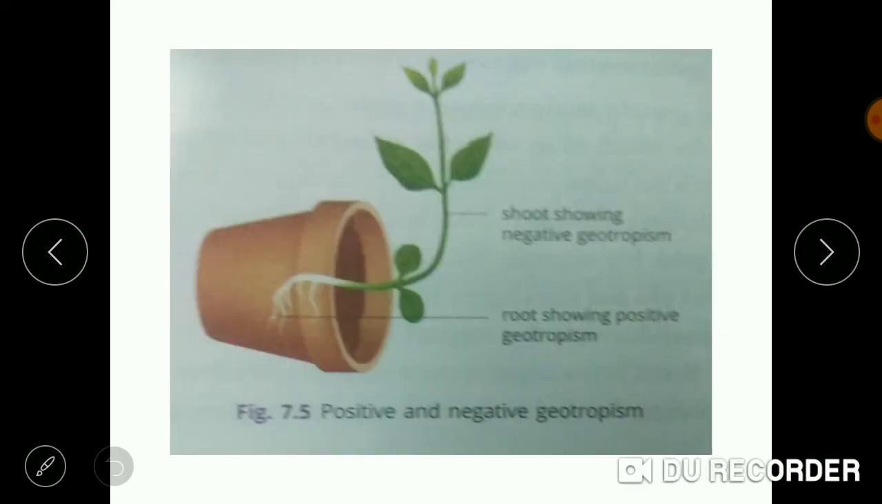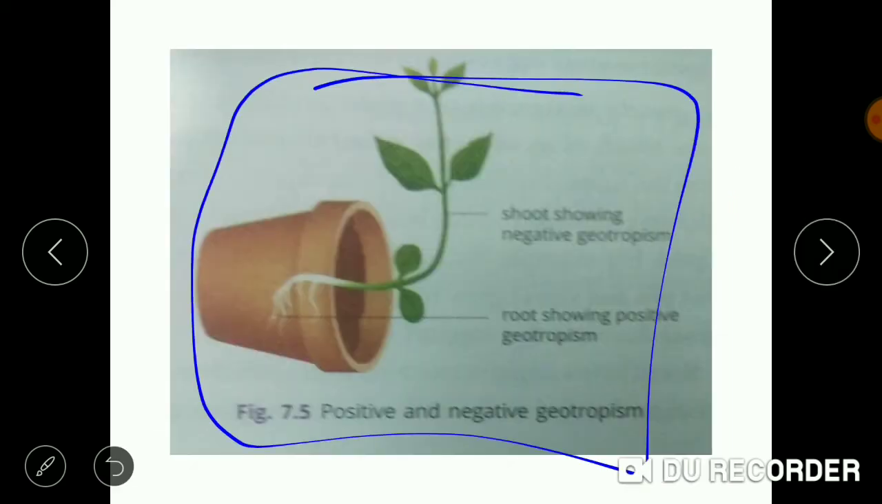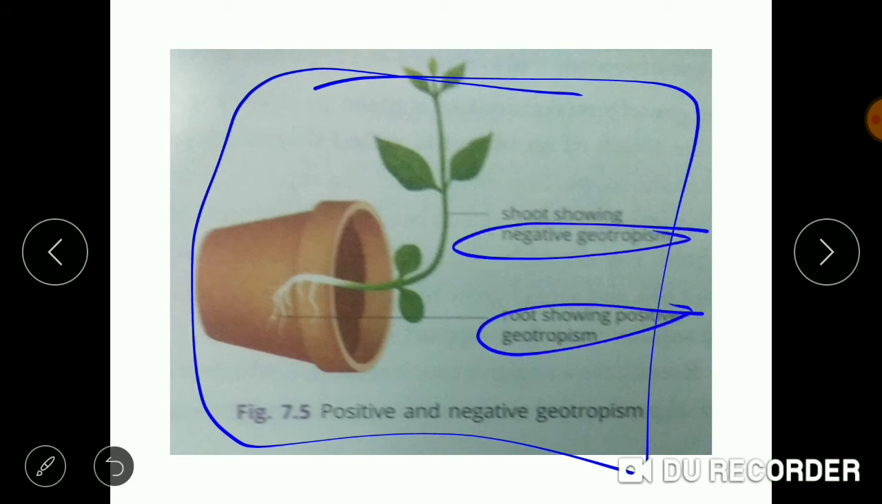Now, here's a diagram showing positive as well as negative geotropism. The roots of the plant show positive geotropism. They grow in the direction of gravity. So they have performed an experiment in which they have kept the plant pot tilted and kept it in the same manner in the sunlight.